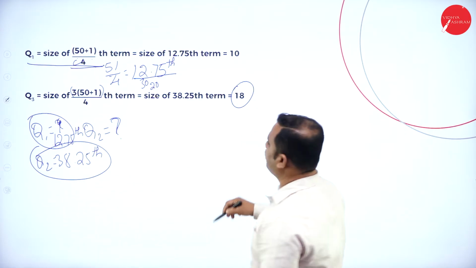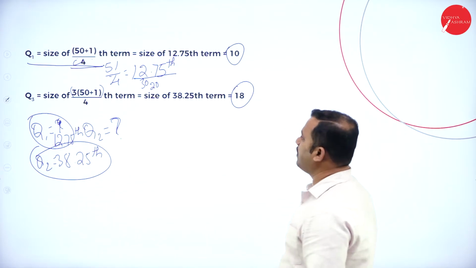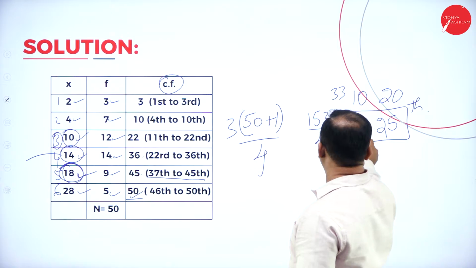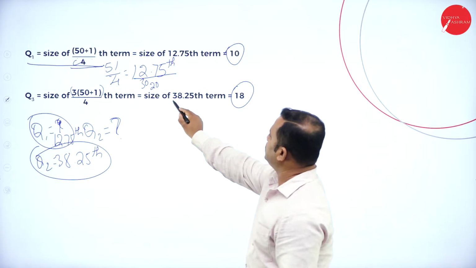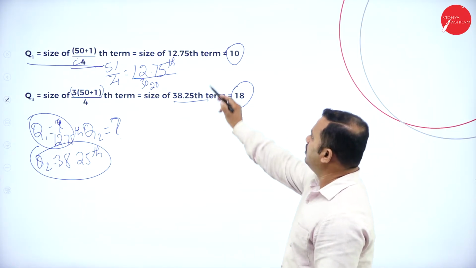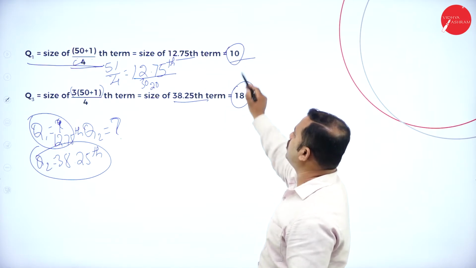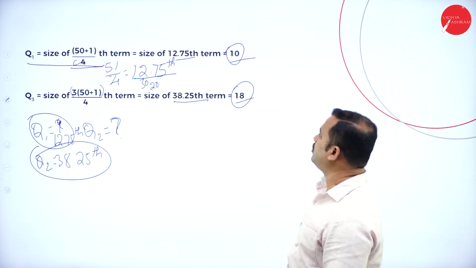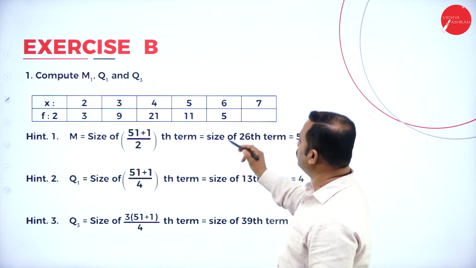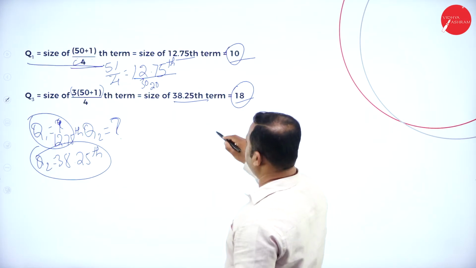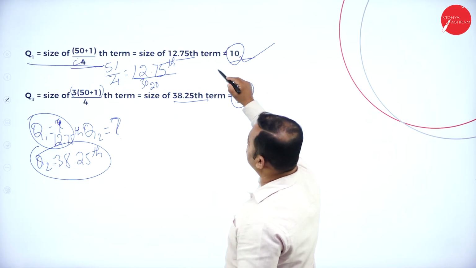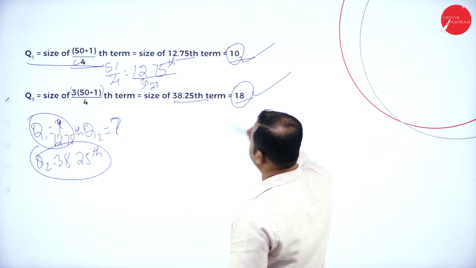So you have found 10 and 18. In the 38.25th term, please see to it here, we have got 18. In the 12.75th term, we have got 10. So 10 plus 18 is equal to 28. 28 by 2, please see to it here. We have quartile Q1 is equal to 10. Q3 is equal to 18.